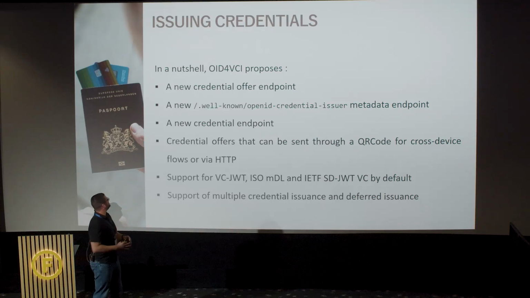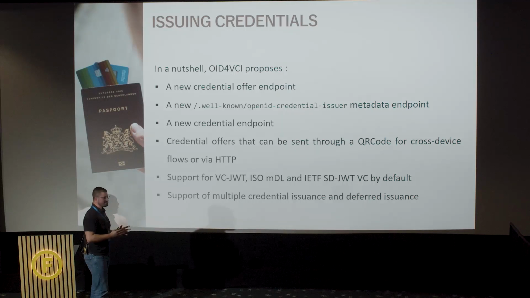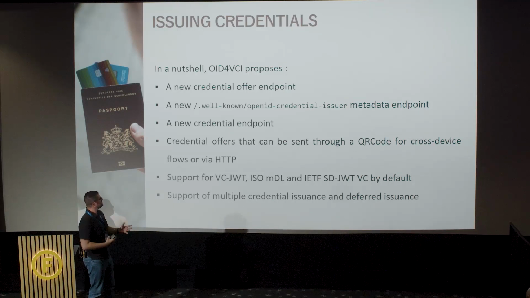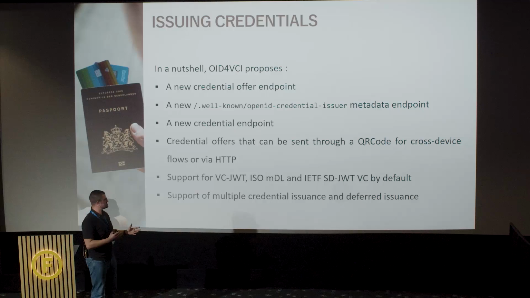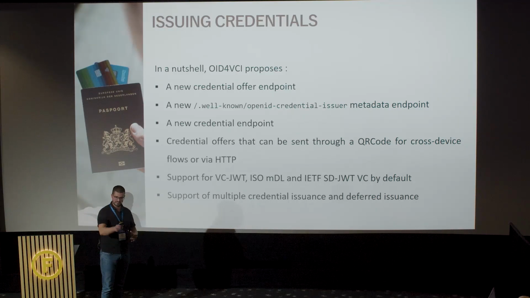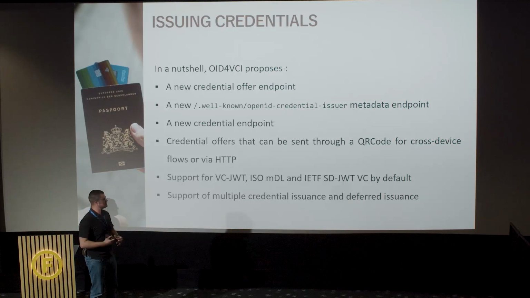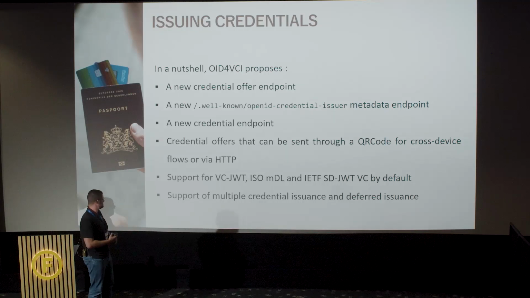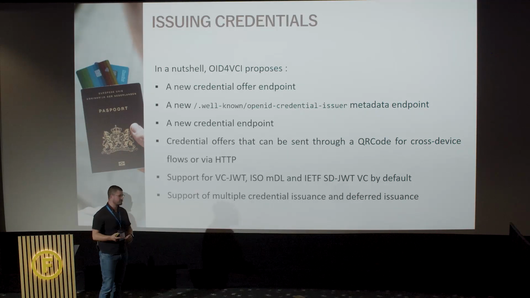Okay, so in a nutshell, OpenID4VC brings in a new credential offer endpoint, which allows you to collect the credential. You have a new metadata endpoint, a new credential offer endpoint as well, compared to OAuth2. The credential offers, as I stated previously, can be sent through a QR code that you scan with your wallet, or they can be sent through an HTTP request. By default, the specification has support for VC-JWT, ISO-MDL, and SD-JWT-VC. And there is support for multiple credential issuance and deferred credential issuance.